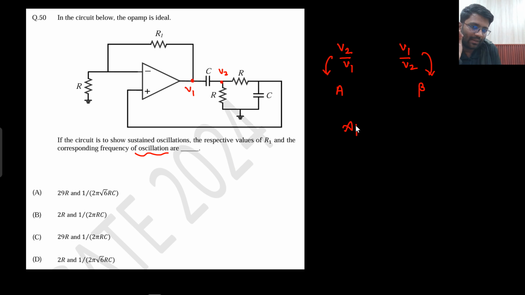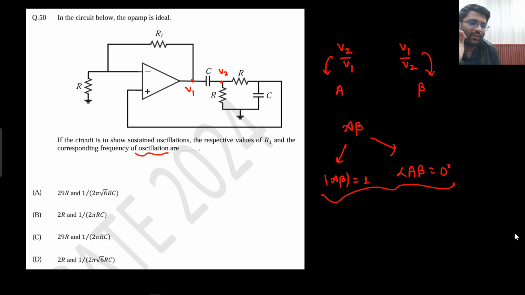So then I need to multiply both of the gains. What will I get? A beta. Now the magnitude of A beta should be equal to 1 and the angle of A beta should be equal to 0 degrees. This is the target. Then you will get the sustained oscillation.